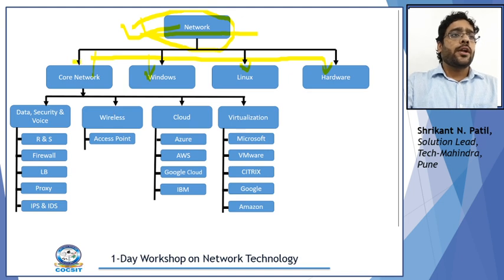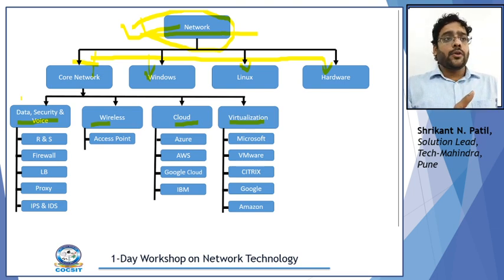So in core networking there are some parts like data, security and voice, wireless, cloud technology, and virtualization technology. What is data, security and voice? First we will see the data.